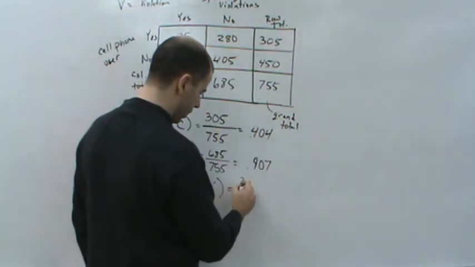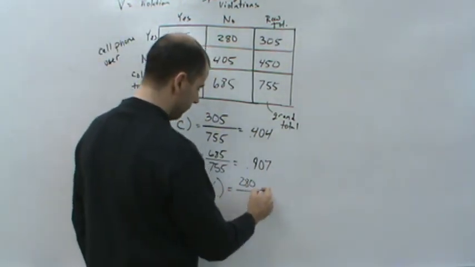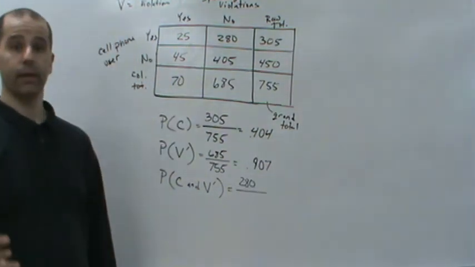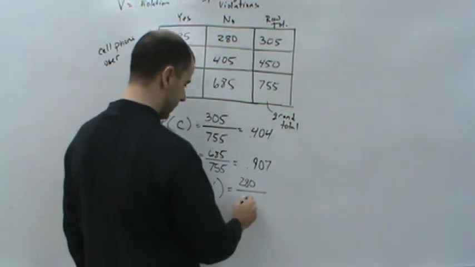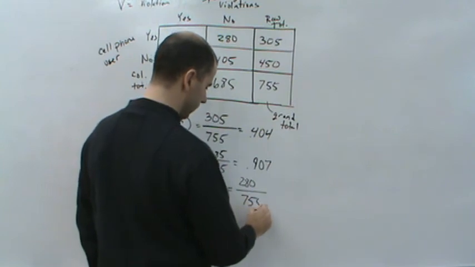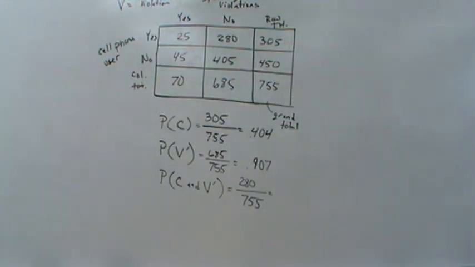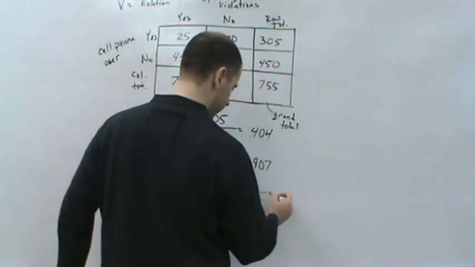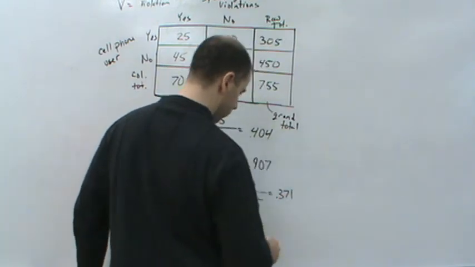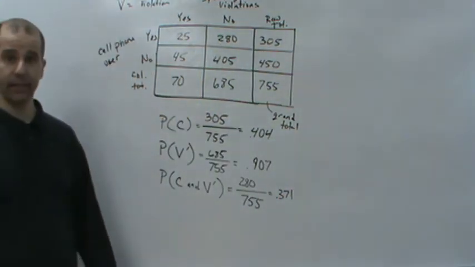So that's going to be 280 divided by what? 755, right? It's out of everybody, right? So now 280 divided by 755 is 0.371. Okay? It's that easy.